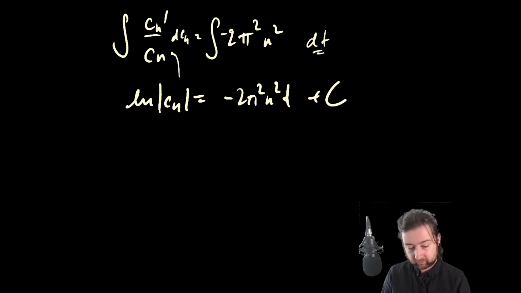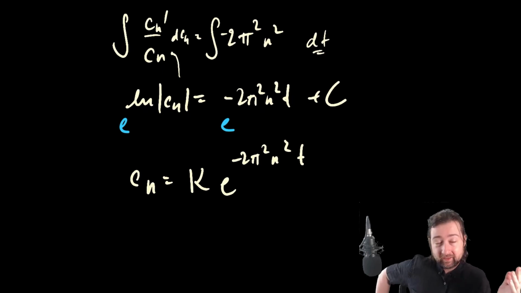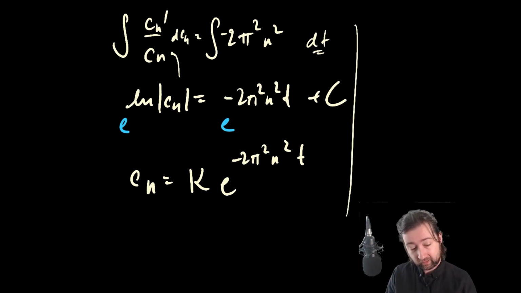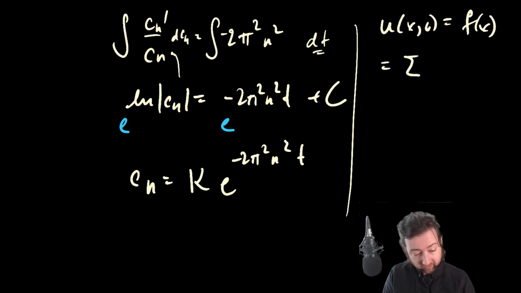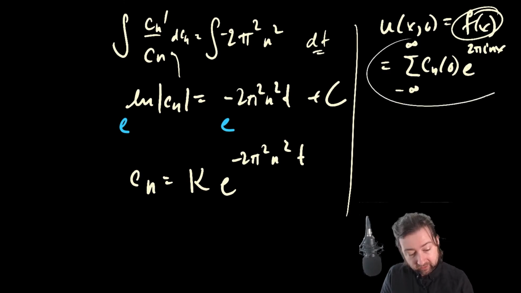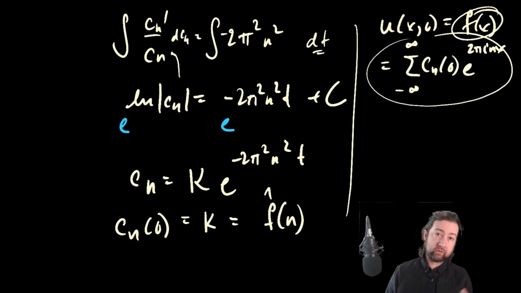Then you can exponentiate both sides. And after doing the algebra to reduce this, you get Cn is equal to k e to the -2 pi squared n squared t. But the awesome thing is that I know what k is, because I know the initial distribution of temperature. I know that u of x and 0 is f of x. And that's also supposed to be equal to the sum from minus infinity to infinity of Cn of 0 e to the 2 pi i n x. But that's just writing f of x as a Fourier series. And that means that Cn of 0, which is just k, is the nth Fourier coefficient of the original distribution.